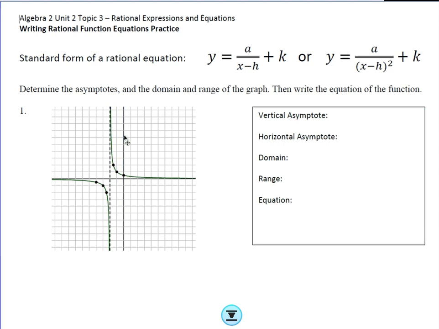Right, hi guys. So what we're going to do in this video is go over the practice problems on writing rational function equations. If you've not already tried these problems yourself, please stop this video and try them yourself first, after having watched and gone through the notes, so that you get a chance to try them before going over them.